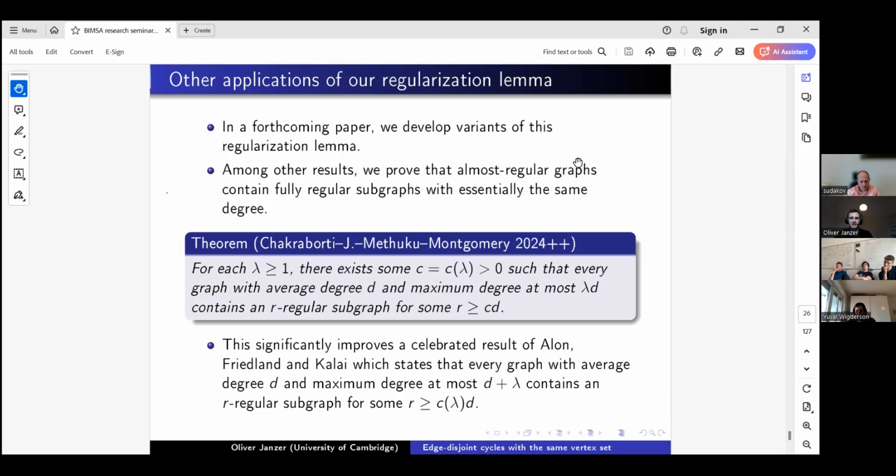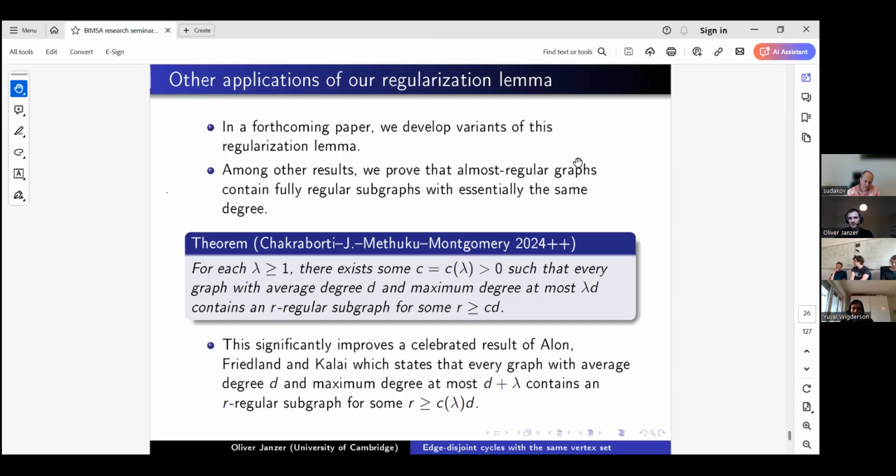And also, it does significantly improve a celebrated result of Alon, Friedland, and Kalai. Their result stated that if you have a graph whose degrees are between d and d plus lambda, then you can find an r-regular subgraph with r of the same order as d. And our new result allows you to replace this rather restrictive condition, maximum degree being at most d plus lambda, by maximum degree being at most d times lambda. So it applies much more generally.